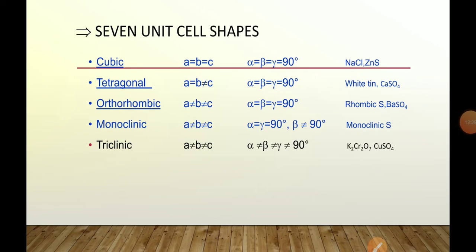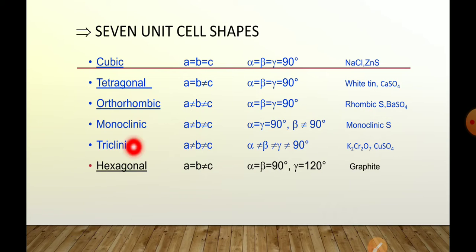Okay, the next type of unit cell is hexagonal. In the hexagonal unit cell, A is equal to B but the height is different from the other two sides. Alpha, beta are equal to 90 degrees, gamma is equal to 120 degrees. It is a three-dimensional view of a benzene ring or cyclohexane. And the next example for hexagonal is graphite. Graphite is the example. Okay.